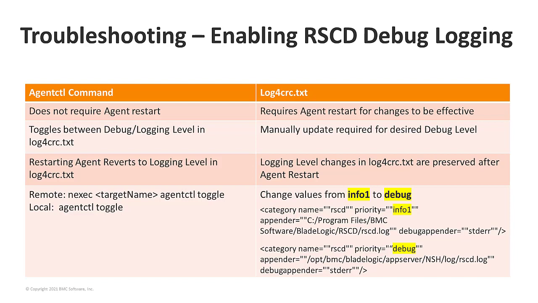While troubleshooting, selecting a method to enable debug mode depends on the issue. If the issue is easily reproducible, we can use the agentctl toggle, run the use case, and switch the logging statement back to info1. If the issue appears randomly, we might need to enable debug using the log4crc.txt file and also append the log file size and number of log files to be generated.